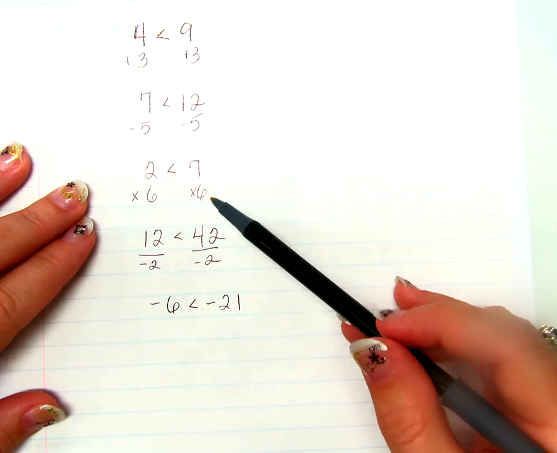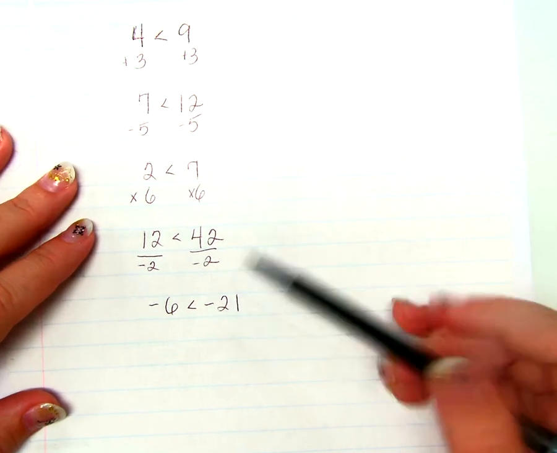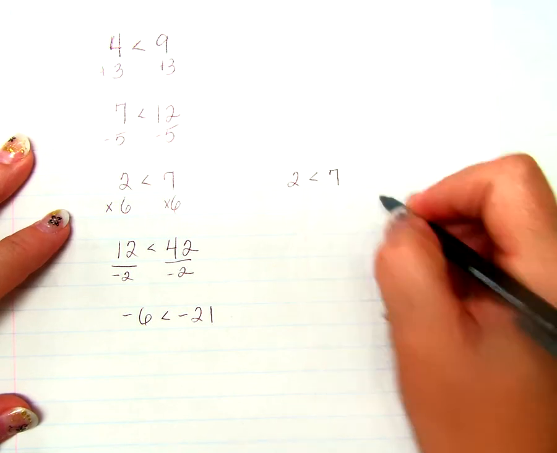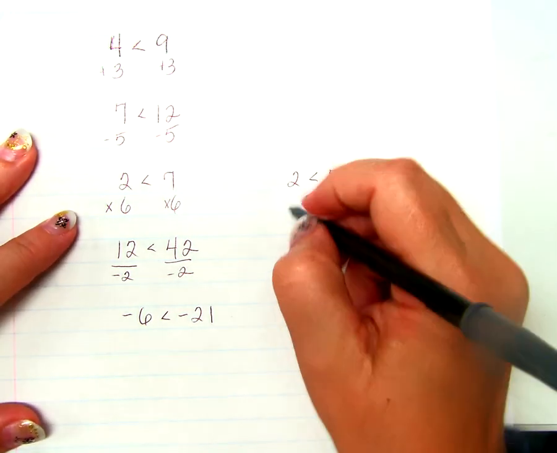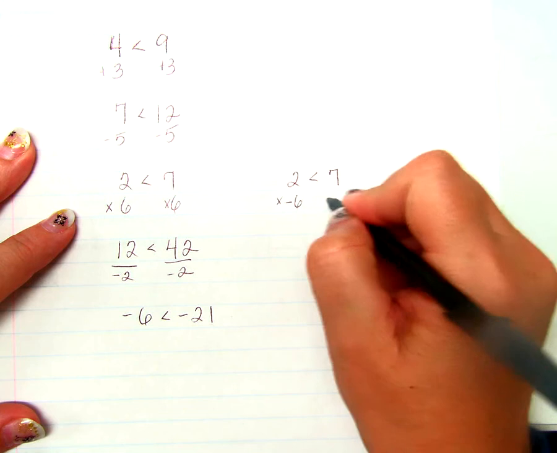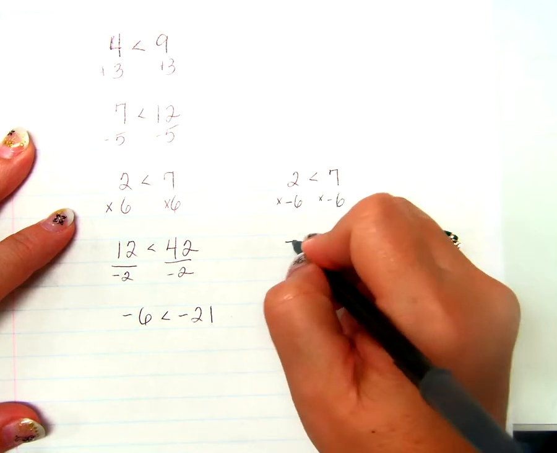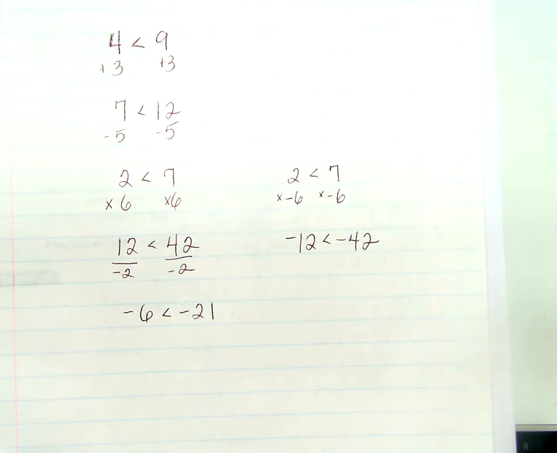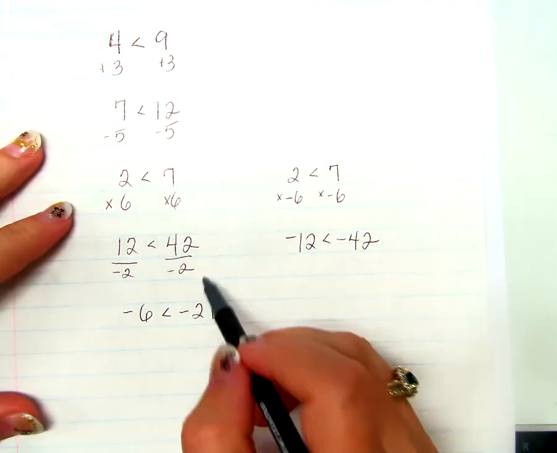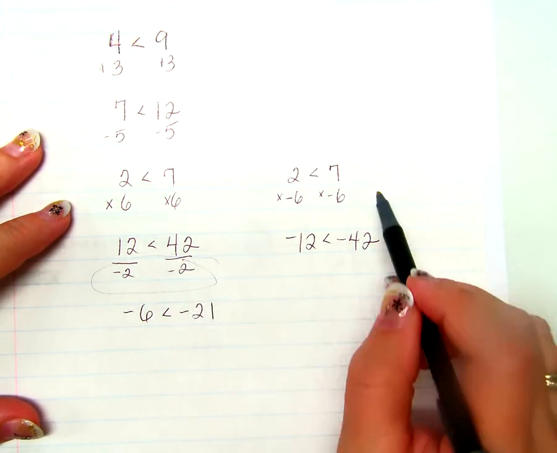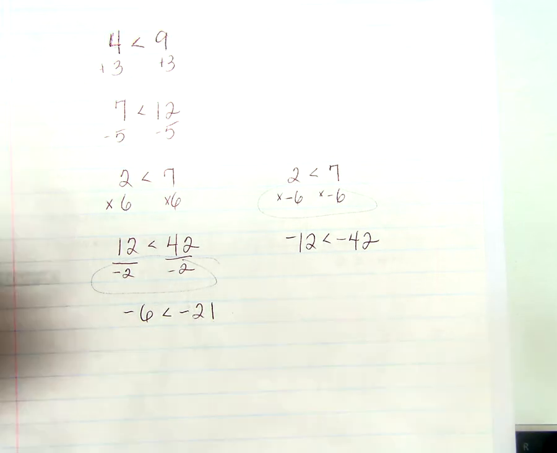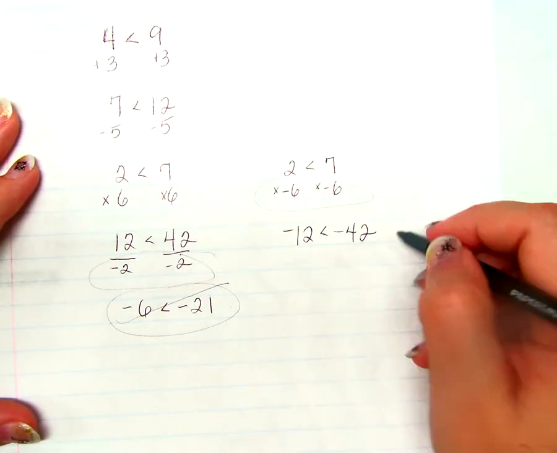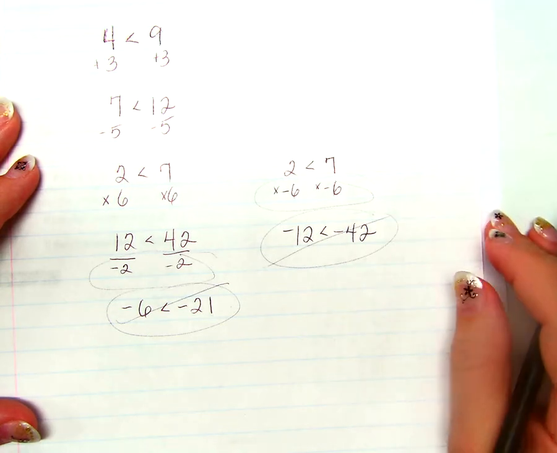Does it matter if you multiply both sides by a negative number? We were here, right? 2 is less than 7, and we agreed that that was true. What if we multiplied both sides by a -6? Is -12 less than -42? No. So whether I divide, like I did here, or multiply by a negative number, that's when I have to flip the sign, because this is no longer true. That's not true, and that one's not true. Is it?